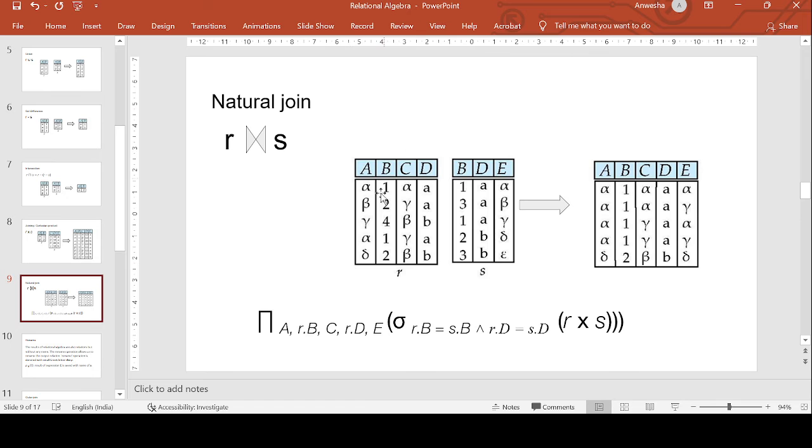Okay. Now consider the last row. Here delta 2 beta B. The first one is 1A, so no matching. Next is 3A, no matching. Next is 1A, no matching. Fourth one is matching, so 2B. So delta 2 beta B delta. The last row is not matching. So here how many rows are we getting? 5 rows we are getting. Okay. So this is the result of natural join between R and S.